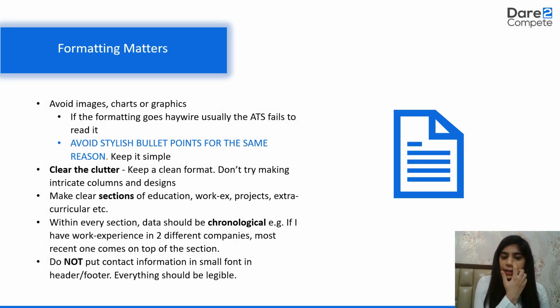Within every section, data should be in chronological order. For example, you have worked with 2 companies, one in the last 1 year and the other one in, let's say, 2018 to 2019. Make sure the recent company comes first. For example, the company you worked with in 2019 to 2020 should come first and then the other one. Always have the recent company first as compared to the other ones.